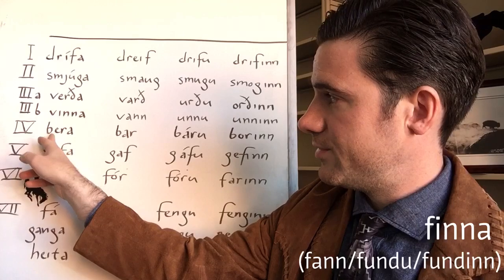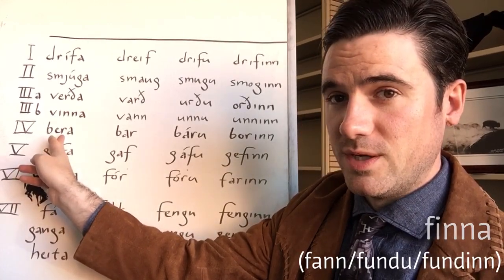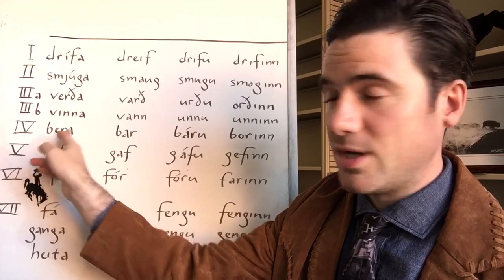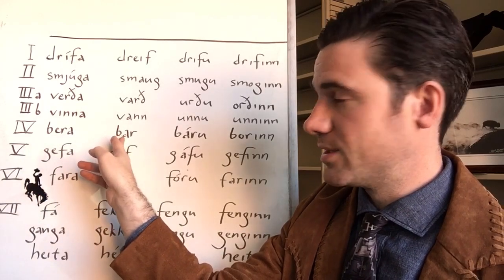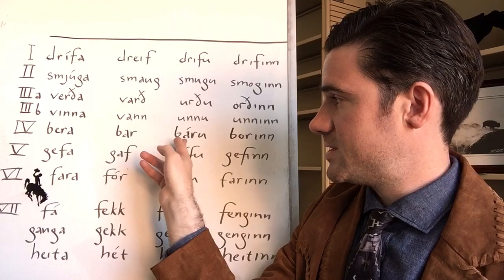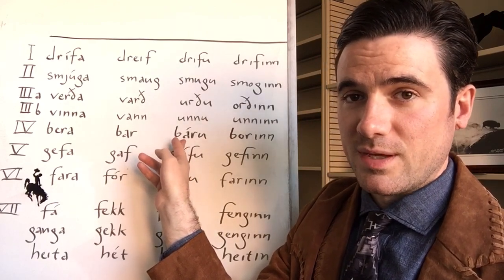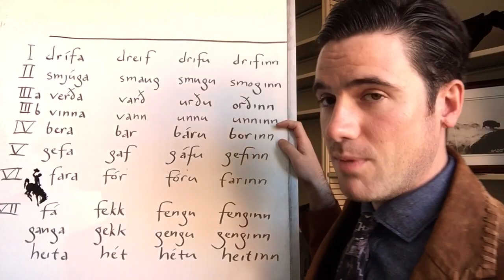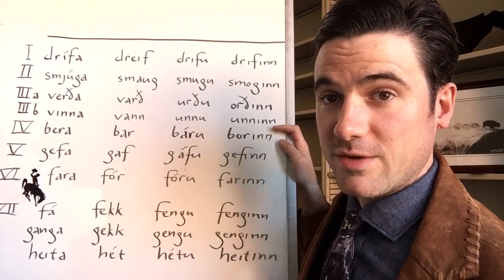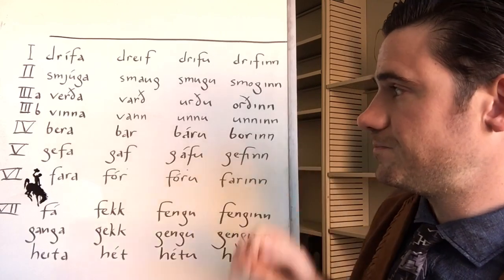Class 4, you'll have E in the root and then R, L, M, or N. This is bera, to bear or carry. Past tense, third person singular, bar, he, she, it carried. Past tense, third person plural, báru, they carried, and then borinn, they have carried, they have borne, right? Often these do look like English words, right?